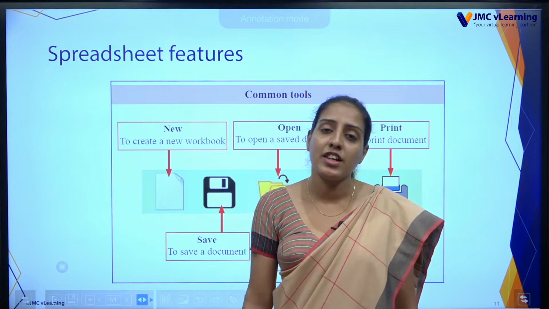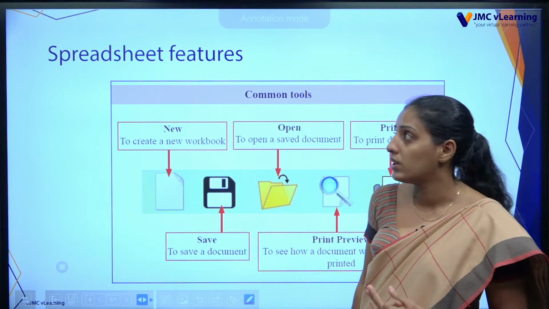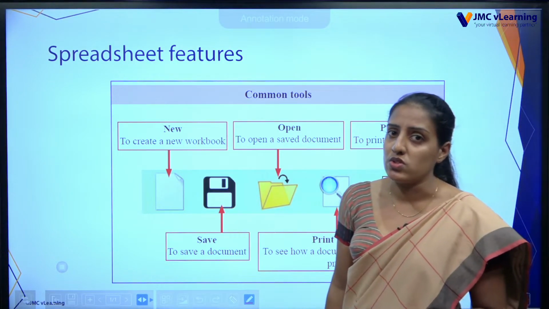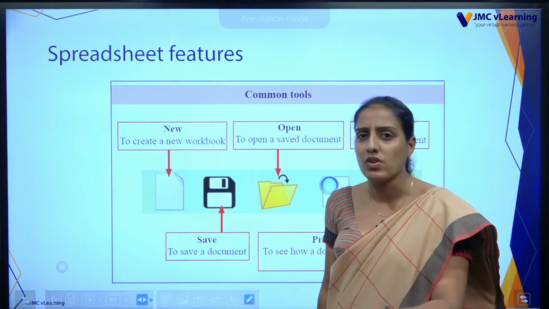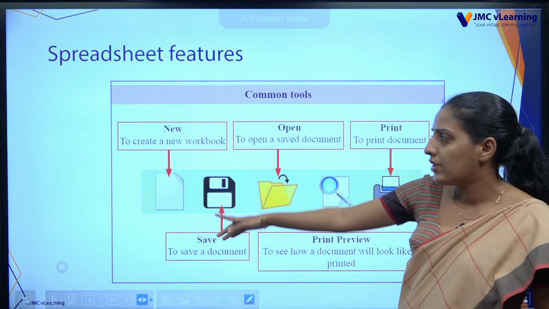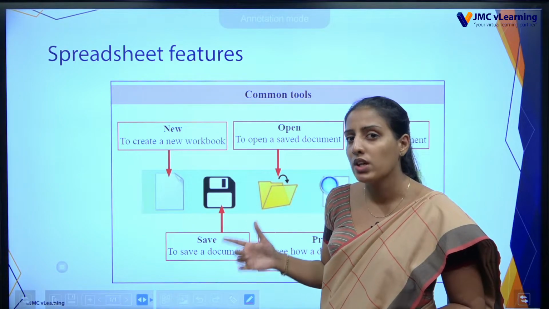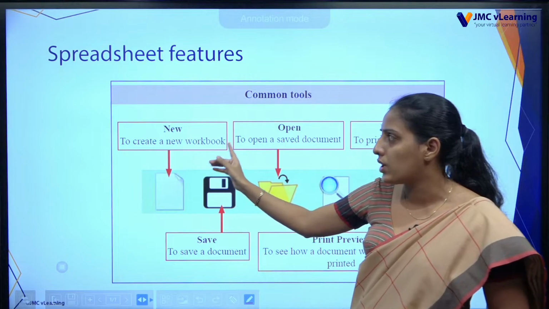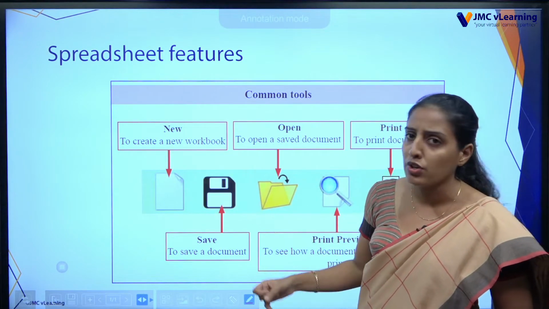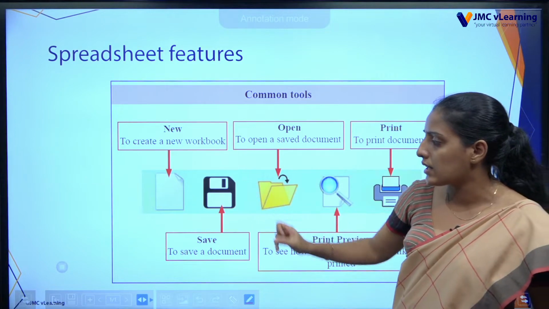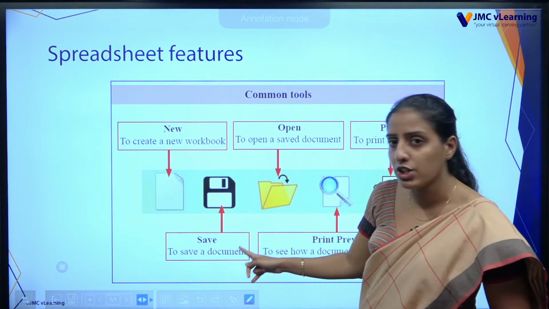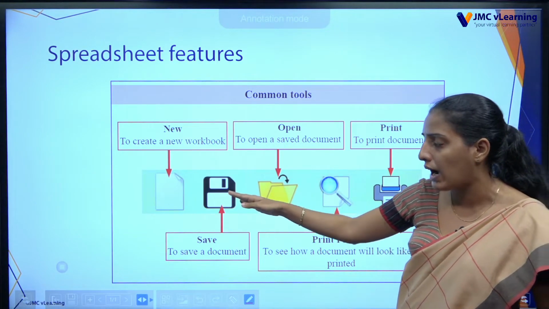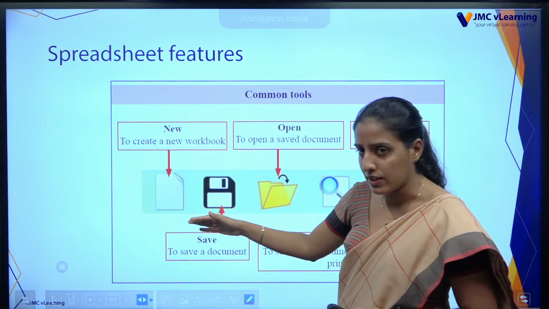So in the spreadsheet, again, you have to remember the features and the special operations. These are the common tools we are using for every software in the computer. First, when you are creating a new workbook, you have to select the new option. This is the icon for new workbook. Then second, save, to save a document. Next one is open, to open a saved document. You have to remember the name and the icon.